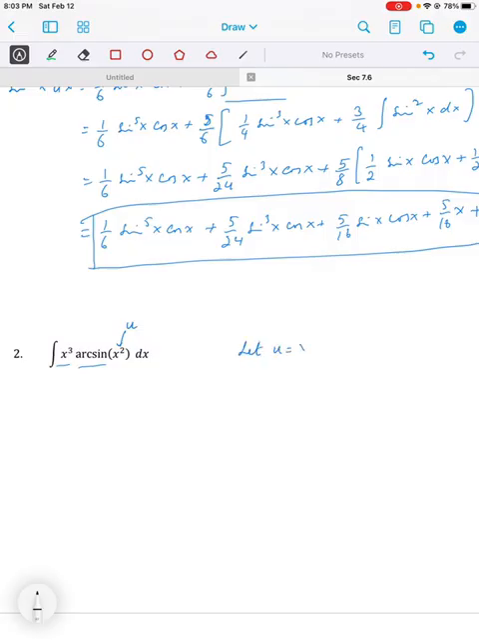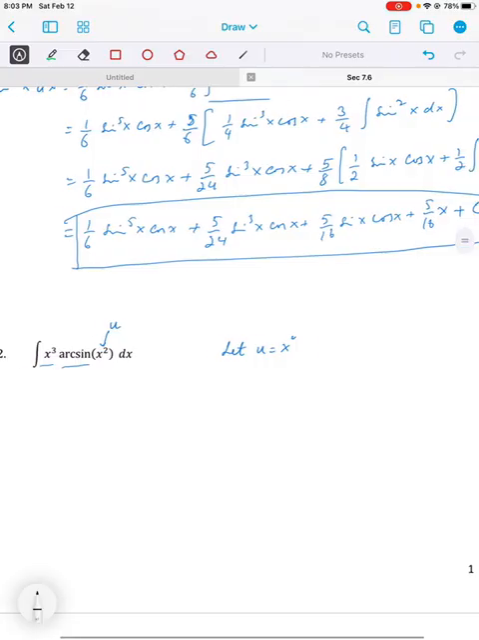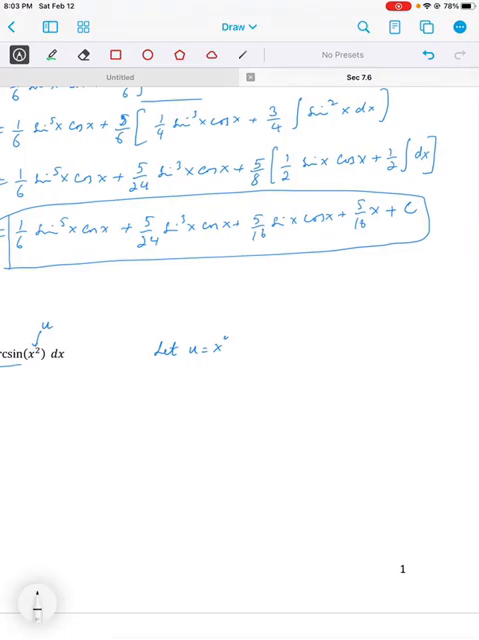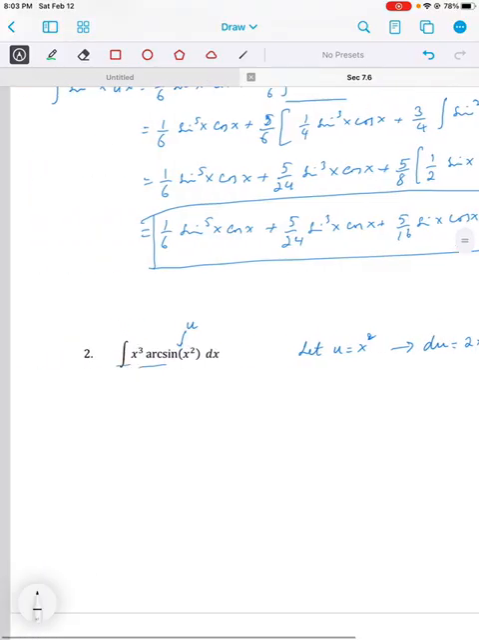So we say let u equals x squared. And you might notice that we have an x cubed outside. So how can that be handled? Well, let's try and we'll see what happens. So we will say u equals x squared, then du is 2x dx. So which gives us dx is du over 2x.